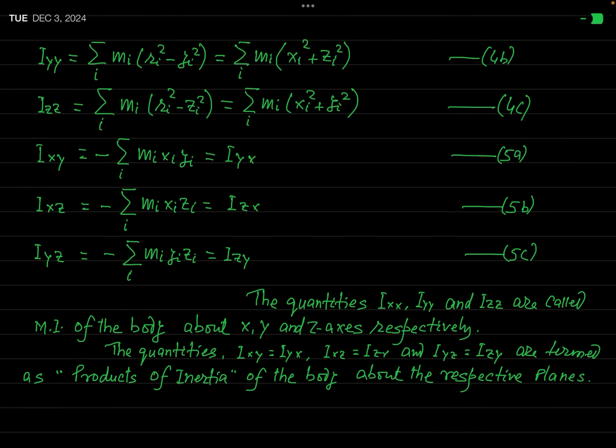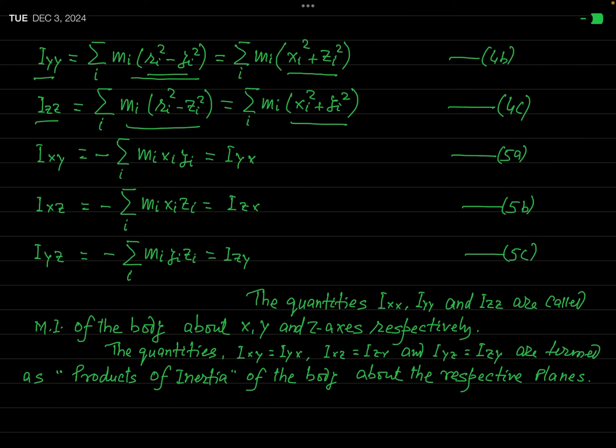Iyy and Izz. As you can see, Iyy is equal to the summation over i of mi times (ri square minus yi square). And by the same reasoning, you can replace this ri square minus yi square by xi square plus zi square. And Izz is equal to the summation over i of mi times (ri square minus zi square), and that's equal to the summation over i of mi times (xi square plus yi square).